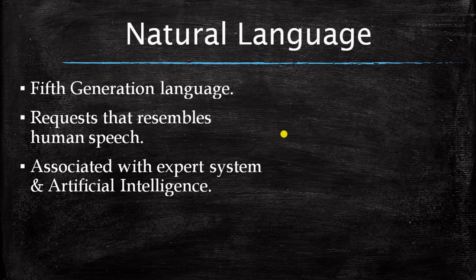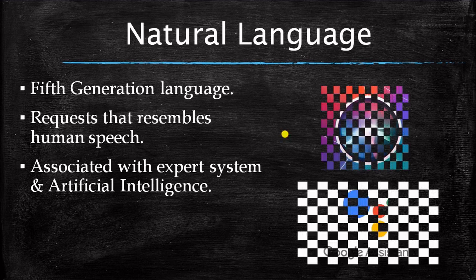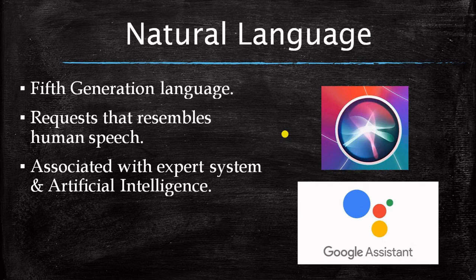Then we have natural language. It's the fifth generation language, like artificial intelligence. Requests that resemble human speech. Whatever we say, it's human speech which will be taken and responded to by the machine, and it is associated with expert systems and artificial intelligence. Expert systems like Siri, Google Assistant, Alexa. These are expert systems with artificial intelligence. Whatever you say to it, it responds to the request you are asking.